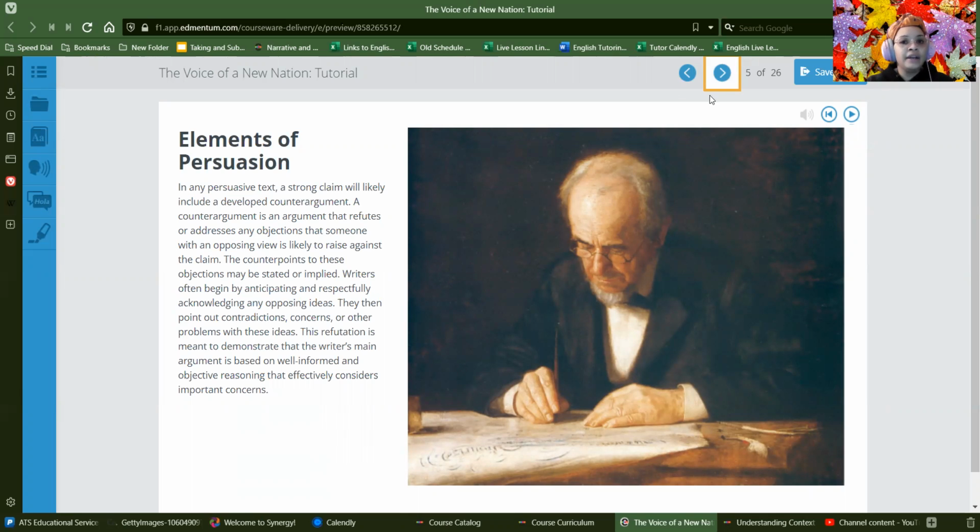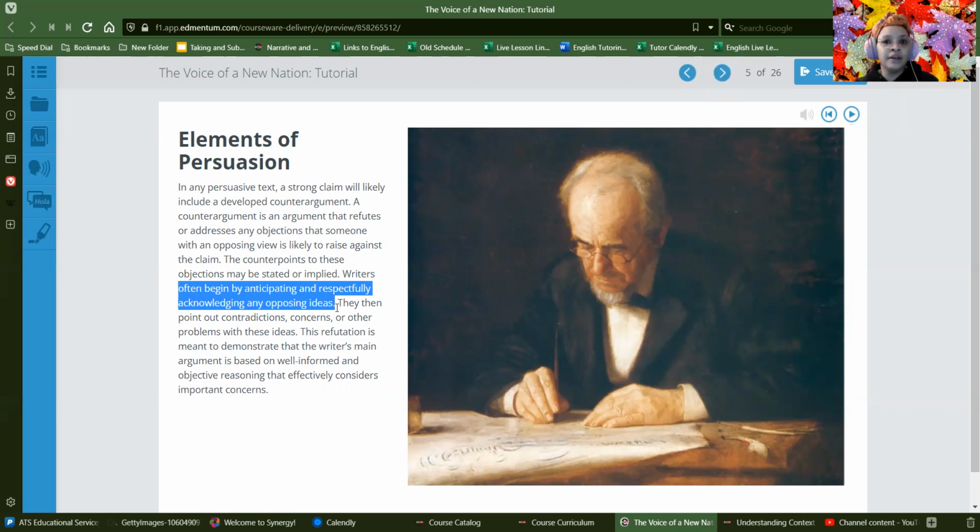And this was a lot of what would happen in these sort of documents that we're going to be looking at. Down here, the counterpoints to the objections can be stated or implied. Writers often begin by anticipating and respectfully acknowledging any opposing ideas. You don't want to be spiteful when you do it. "Oh, these people are dumb because they said XYZ." You don't want to do that.